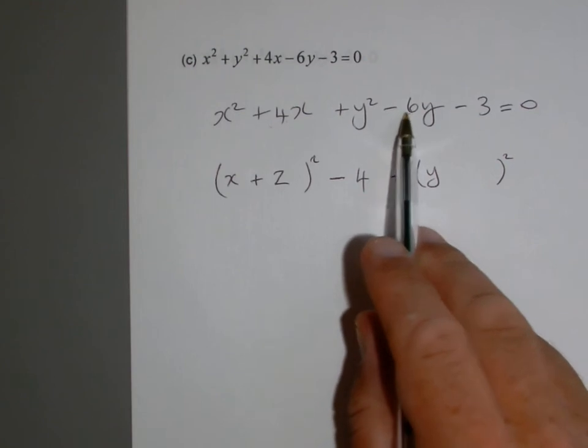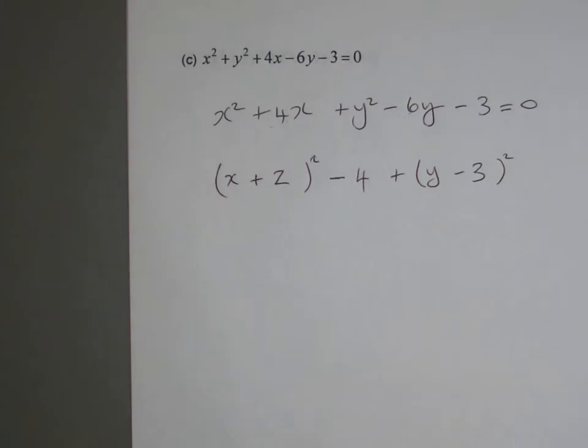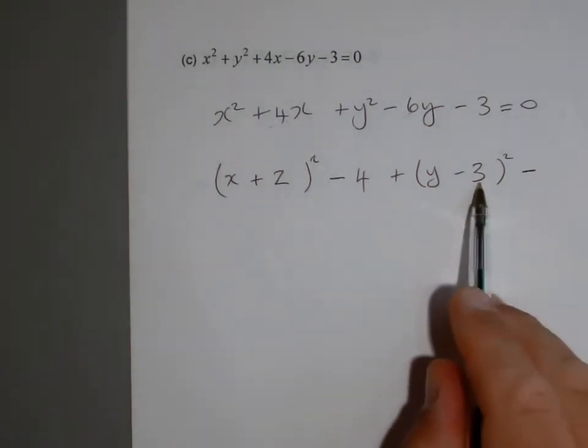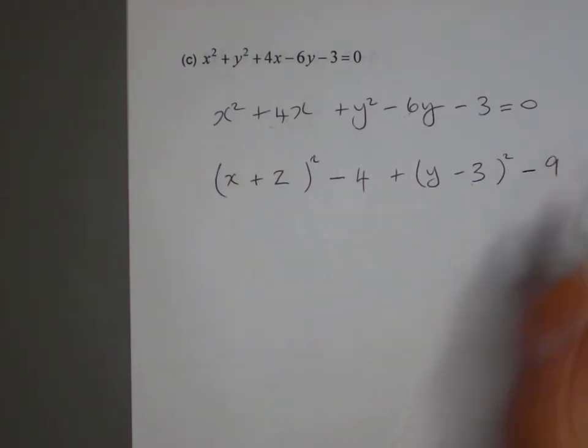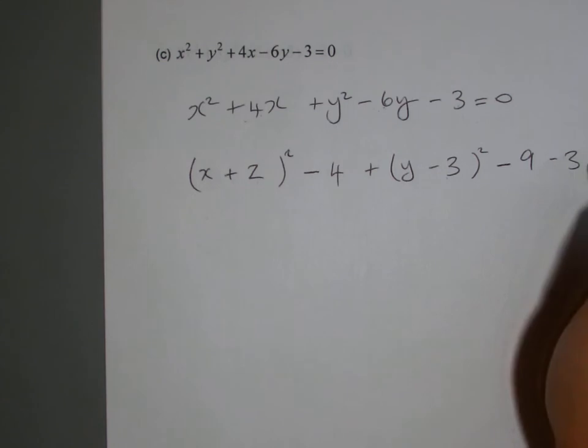So what's half of negative 6? Well, that'll be negative 3. And then you always take away the square of this, which will be 9. And then don't forget the minus 3 at the end. That's so important not to forget that.